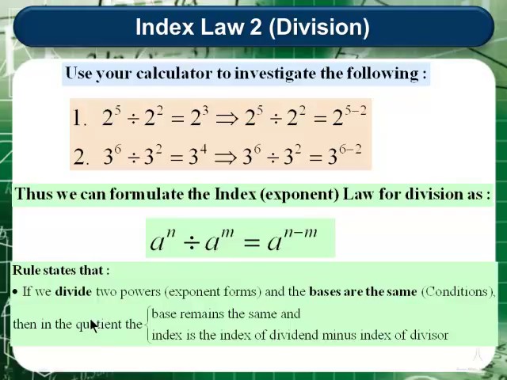Now, then how do we find the quotient? Firstly, in the quotient, remember the quotient is the answer to a division problem, the base remains the same, right? And to obtain the index for the quotient, you take the index of the dividend and you subtract from that the index of the divisor. So it's n minus m and not m minus n.